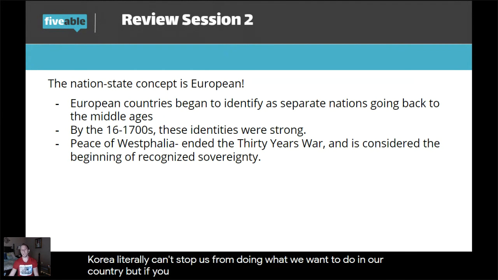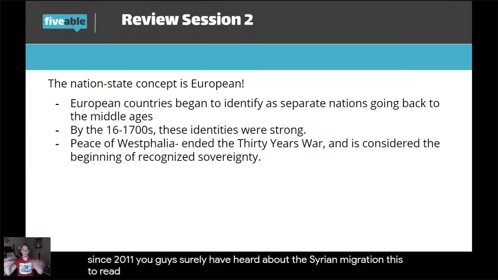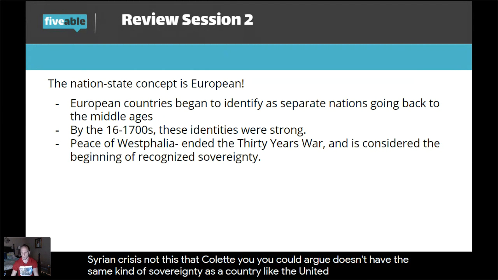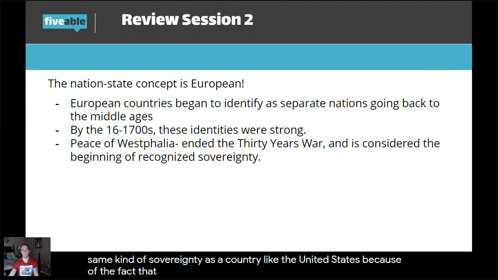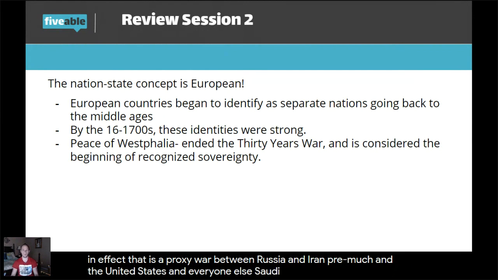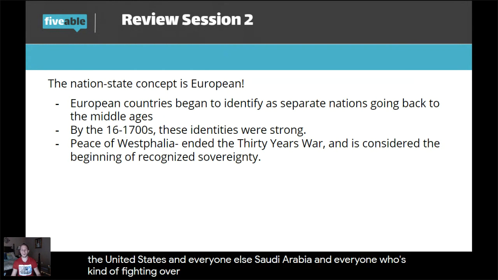But if you look at a country like Syria, which has been in a civil war since 2011, you surely have heard about the Syrian migration, the Syrian crisis, and all this. That country, you could argue, doesn't have the same kind of sovereignty as a country like the United States, because in fact, that is a proxy war between Russia and Iran, pretty much, and the United States and everyone else, Saudi Arabia and everyone, who's fighting over who gets to influence the future of that country.